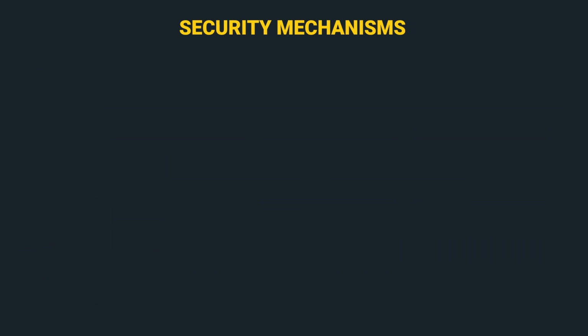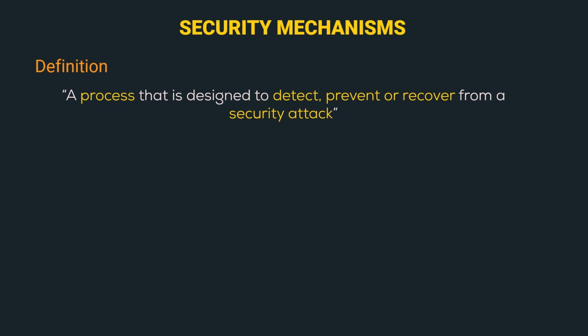Before going into the different security mechanisms, let's quickly have a look at its definition first. A security mechanism is a process that is designed to detect, prevent or recover from a security attack. As discussed in the previous video, a security mechanism helps us to answer the question how to implement security services, which will help us achieve the security goals and safeguard us from the security attacks.